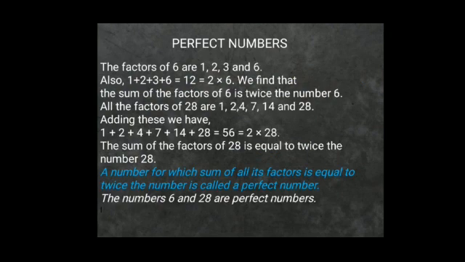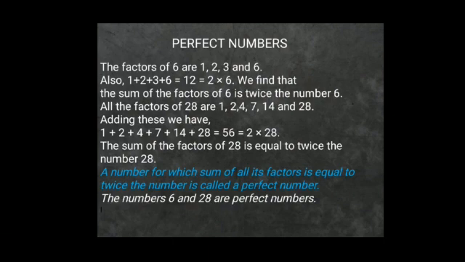What are perfect numbers? Let us see the factors of 6 here. The factors of 6 are 1, 2, 3 and 6. On adding all the factors, I got the answer 12. That is double of 6. So we find that the sum of the factors is twice the number given.